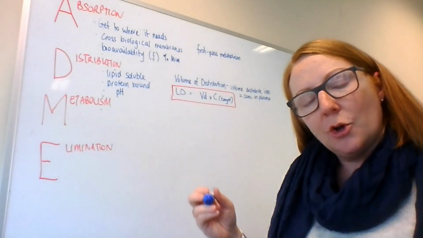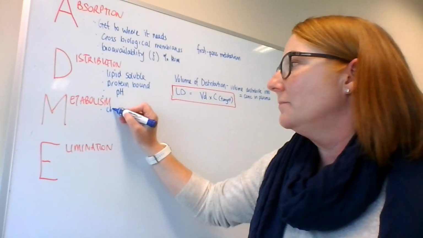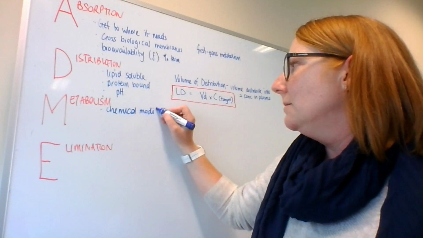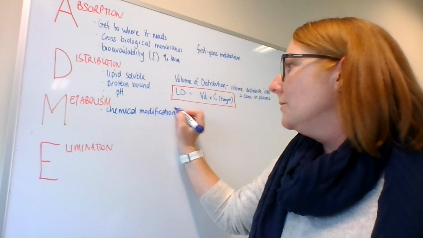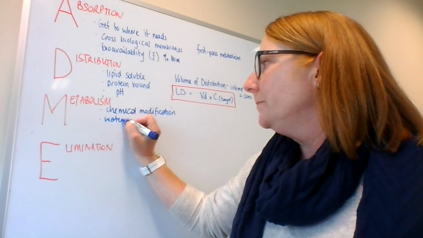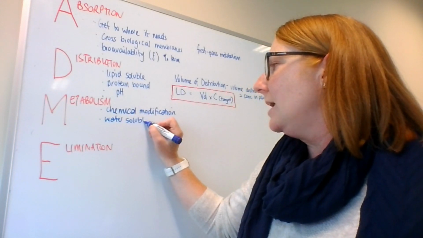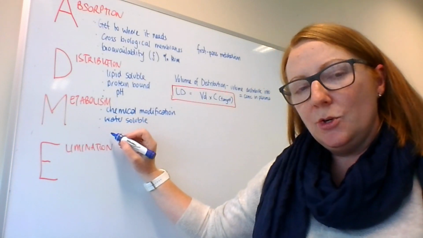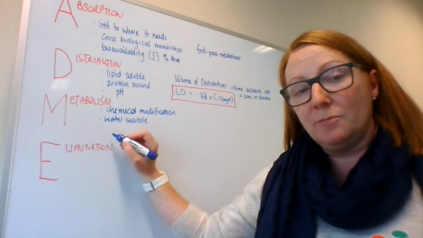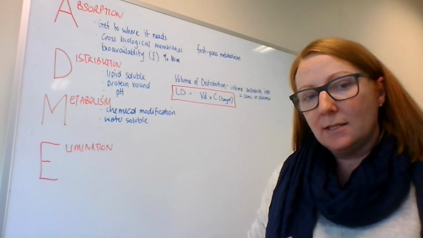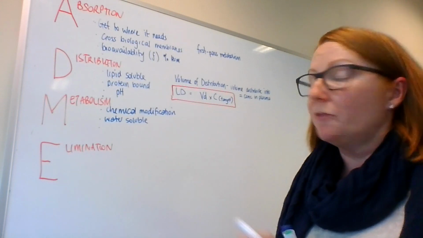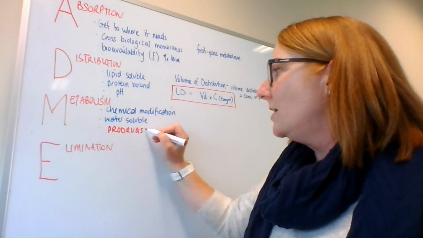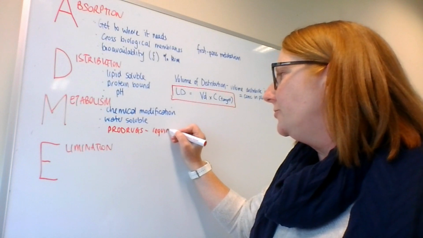Metabolism is the process a drug goes through of chemical modification. Usually, this is to make the drug more water soluble for elimination. So to be able to be eliminated, drugs need to have some water solubility. But it can also be necessary for some drugs to be active. Some drugs aren't active until they go through chemical modification. These drugs are called prodrugs. So prodrugs require metabolism to be active.